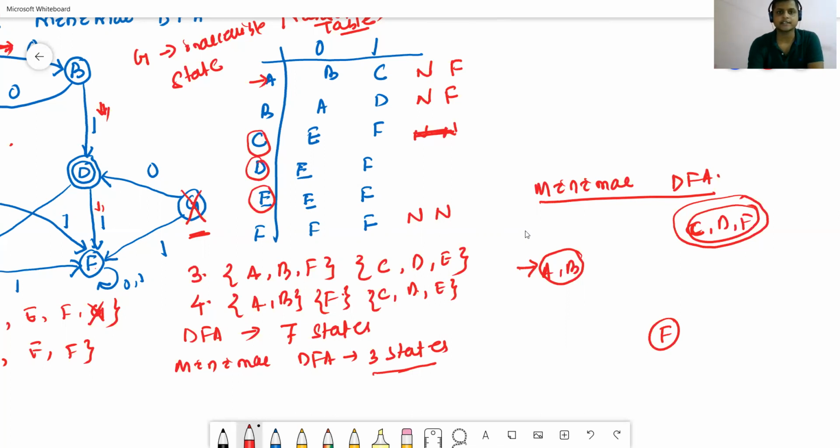So here A reads 0 goes to B. A reads 1 goes to C. B reads 0 goes to A. B reads 1 goes to D. C reads 0 goes to E. C reads 1 goes to F.